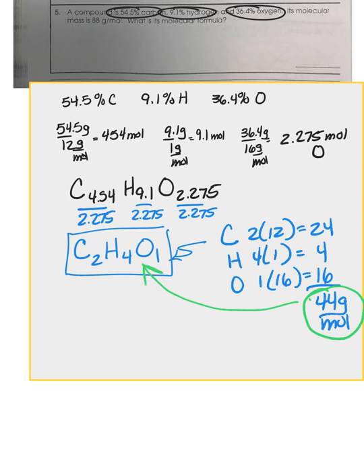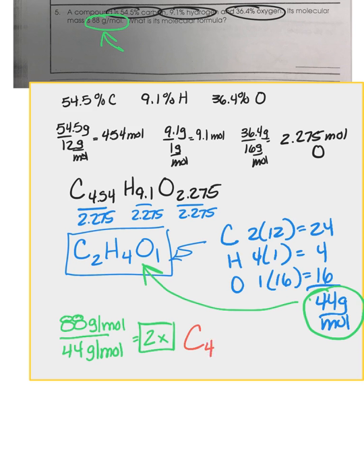They told us that the molecule has a mass of 88. It's right there. So 88 grams per mole divided by 44 grams per mole is 2 times bigger. 88 is 2 times bigger than 44. So I have to make my empirical formula 2 times bigger. C4, 2 times 2, H and O times 2. So we're going to go H8 and O2.